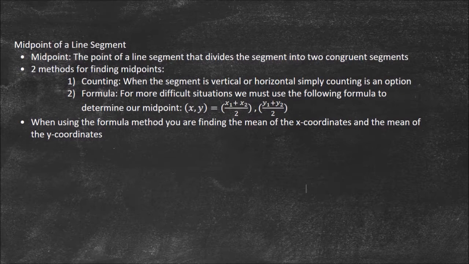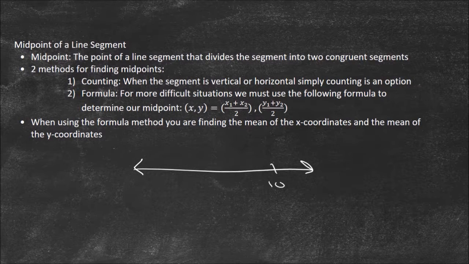The first one is counting, so you can simply just count. So if I have a number line, let's see here, and let's make the first point 10 and the other point 6. I could simply connect them, 6, 7, 8, 9, then just find the middle. Well, it's going to be 8 right here. So that's the first method.